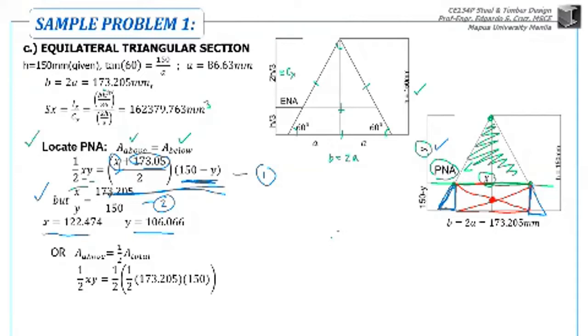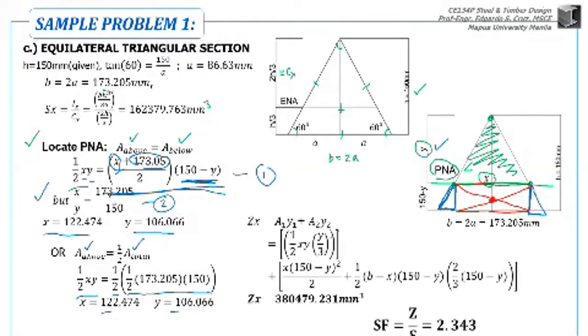Diba? Same din yun eh. So yun. So area above, yung triangle na green, is equal to 1/2 of the total area. So ito yung area ng triangle na green, tas 1/2, ito naman yung area ng total na triangle. So it should give you the same answer as x and y. So after knowing x and y, we're now ready to solve for the z of x.